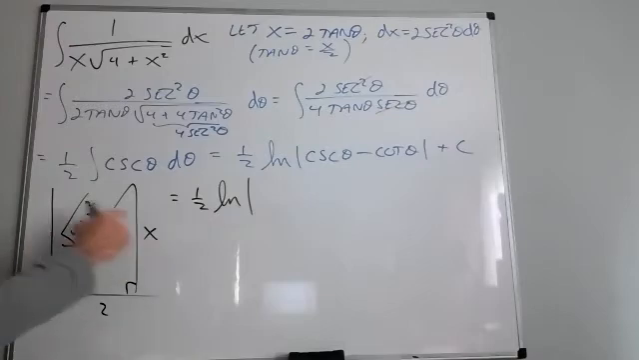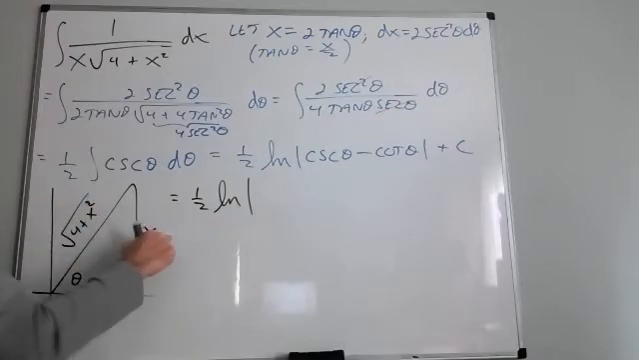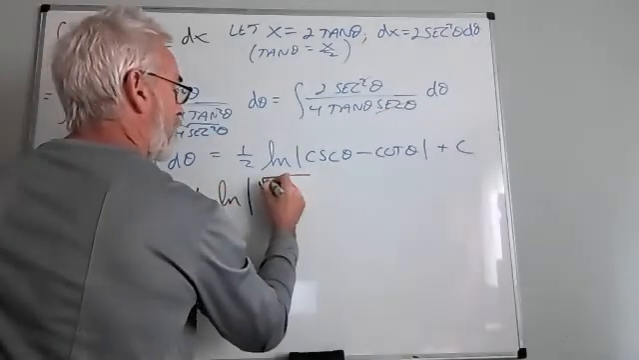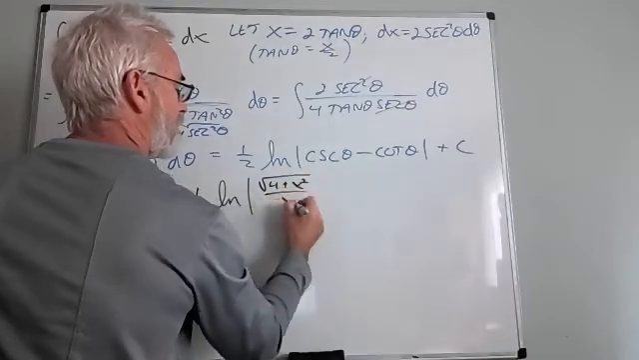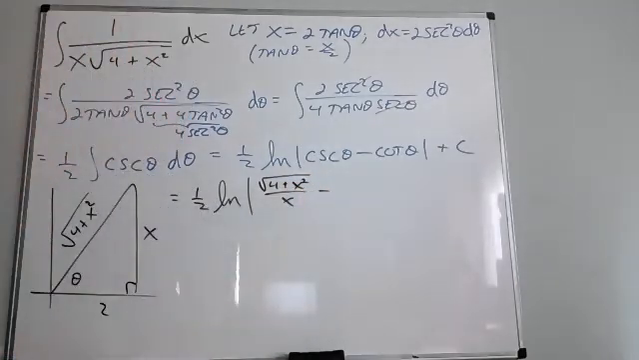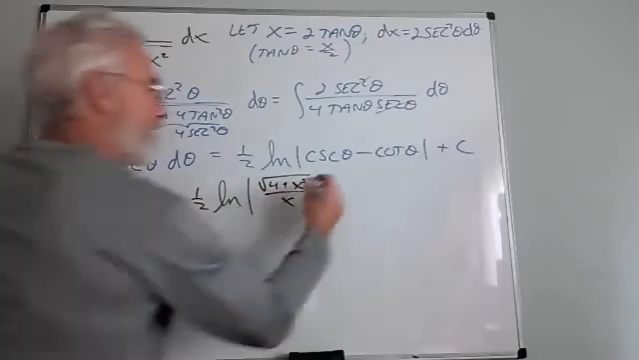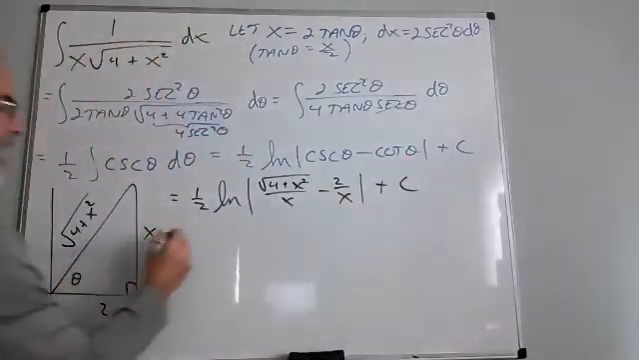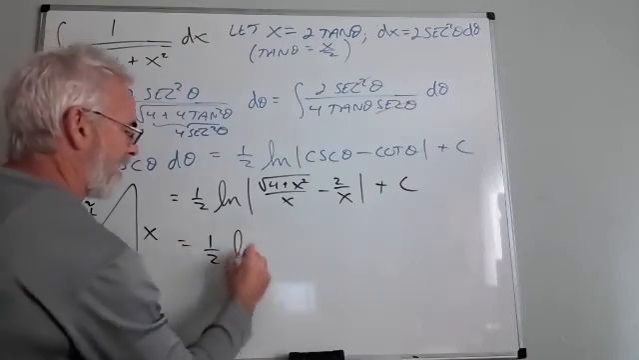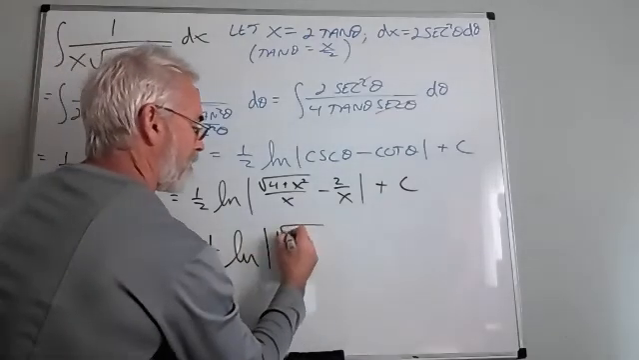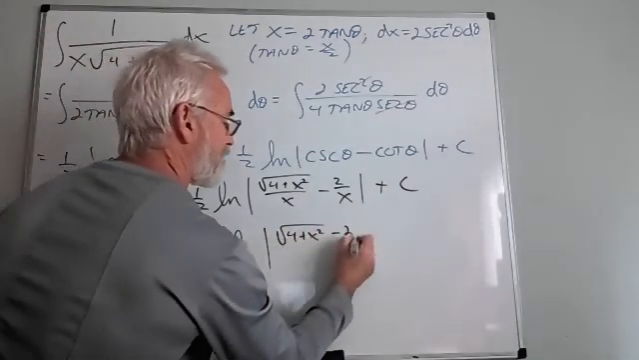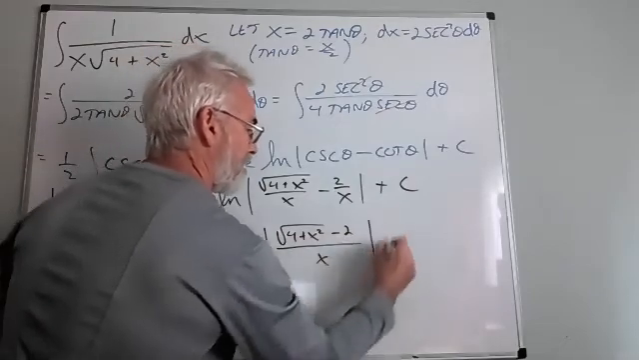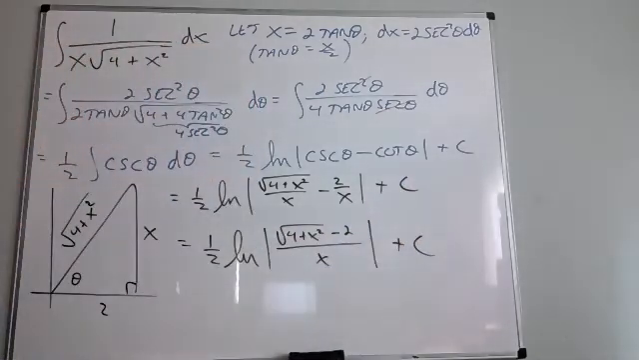Now, sine is this over this, so cosecant is this over this. So that would be square root of 4 plus x squared over x minus cotangent, which would be this side over this side. So minus 2 over x. Now we notice we have the same denominator, so it's probably a little cleaner if we wrote it like this: the square root of 4 plus x squared minus 2 all over x plus c. That's probably a better answer right there, although the first answer is perfectly acceptable.